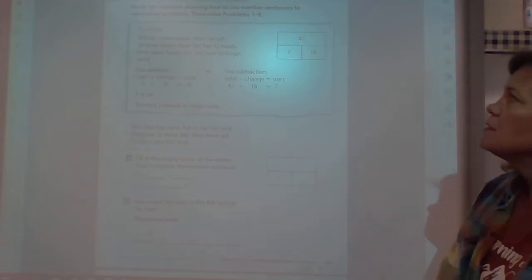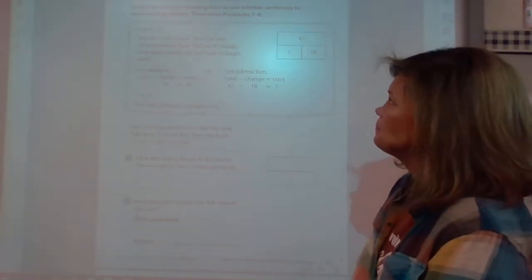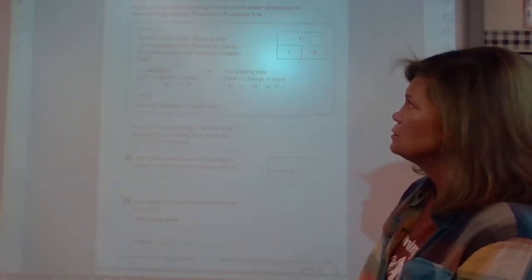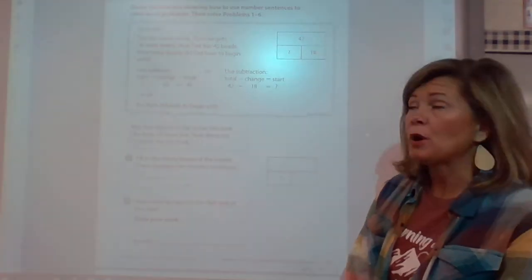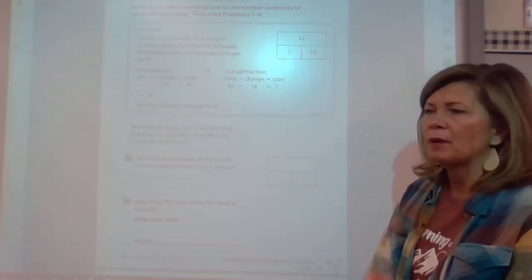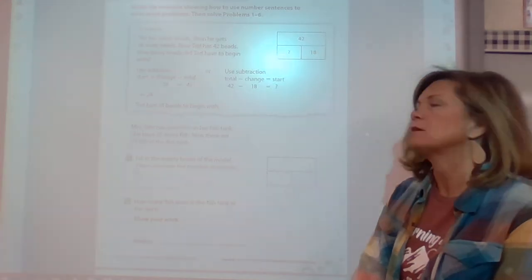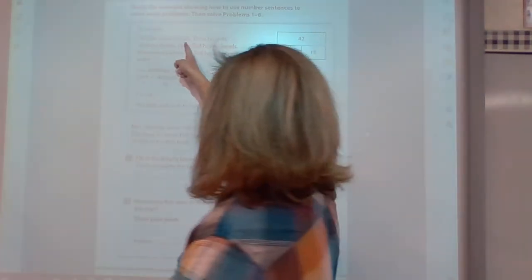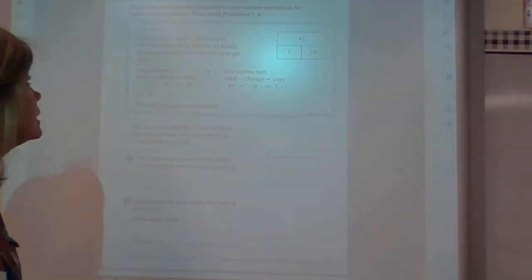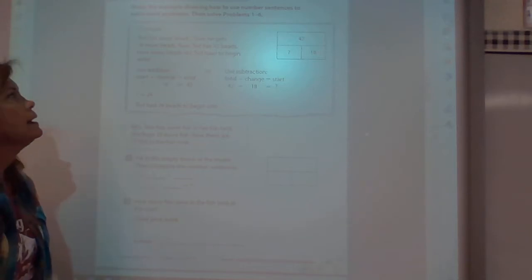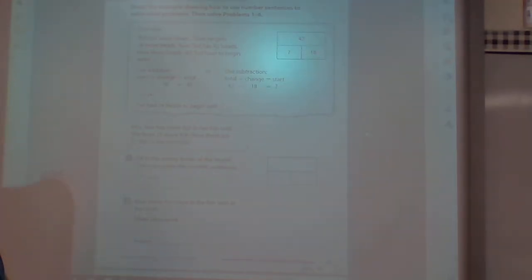Now we're working on the same thing in this book, okay? Same thing. We're going to solve some story problems, and we're going to talk about how we can add or subtract to do that, okay? So Ted has some beads. Then he gets 18 more beads. Now Ted has 42 beads. How many beads did Ted have to begin with?